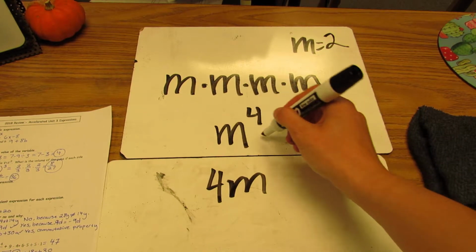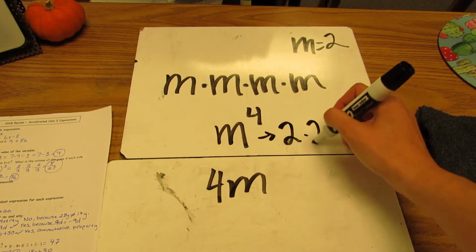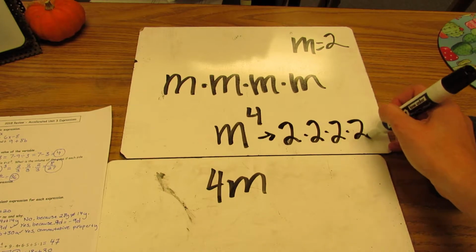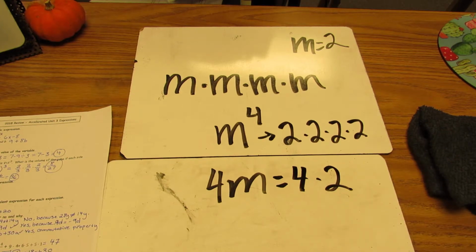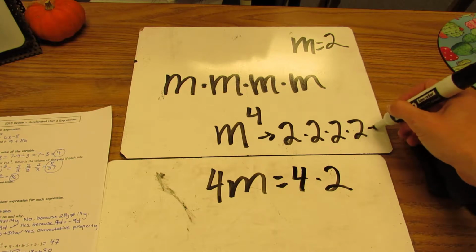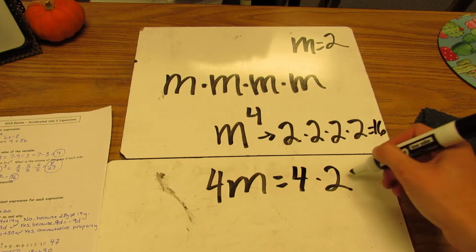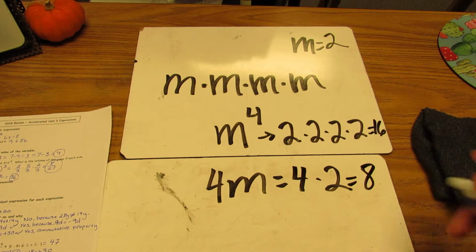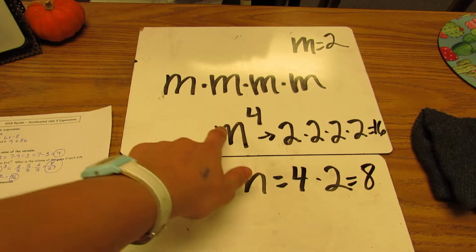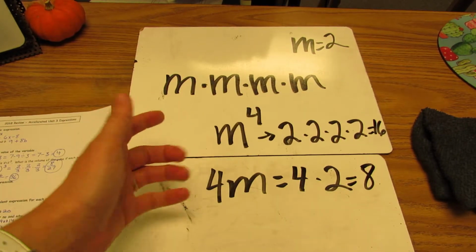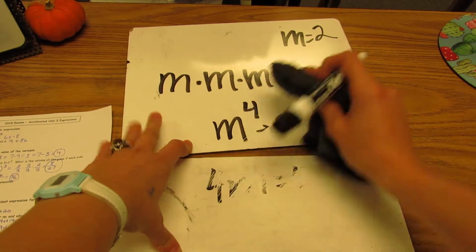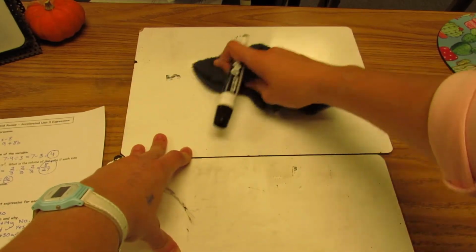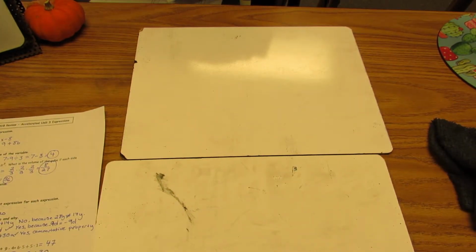If I went ahead and substituted, this would be 2 times 2 times 2 times 2. This would be 4 times 2. So now if you evaluated this you would get 16. This you would get 8. Not the same value, right? So just make sure when you have an exponent, you're actually multiplying that base 4 times based off your exponent, okay? So that's the same concept for B and C. So let's move on to 4.